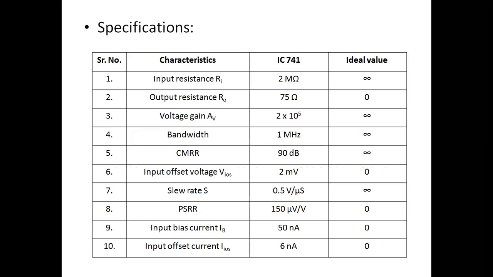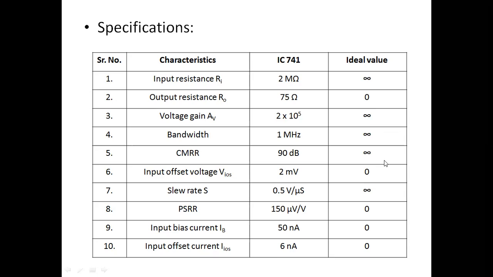And here I have given the specification, the features of the IC741, for an idea of what the ideal values are and what values the IC741 practically has. Ideally, it will have infinite input resistance, output resistance 0, infinite bandwidth, and infinite gain. We are saying this as a concept.